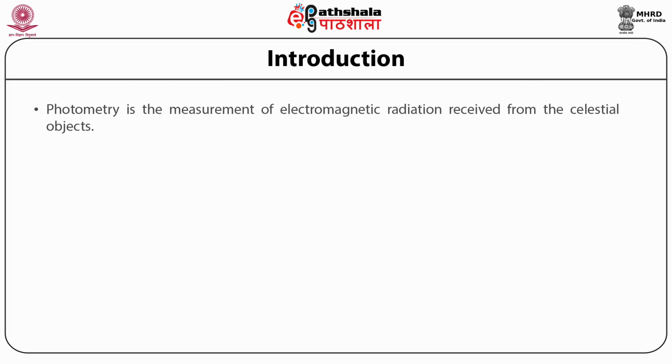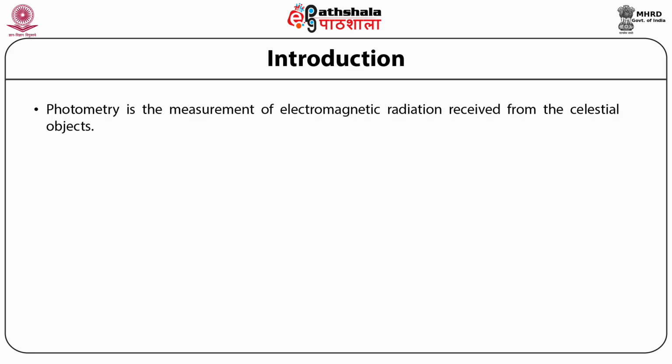Measurement of flux, when combined with some estimates of the distance to an object, can give us information on the total energy output of the object, that's its luminosity, the object's temperature, the object's size and other physical properties. Photometry is the measurement of electromagnetic radiation received from the various celestial objects.